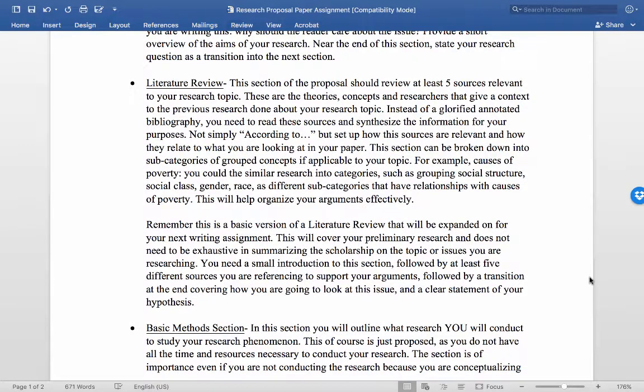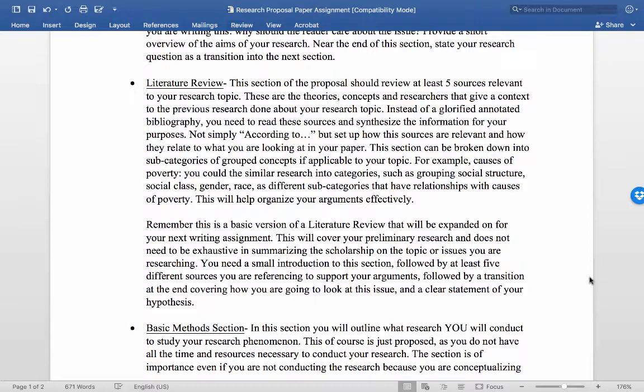I do suggest grouping them together, like the example here in your paper. If you had causes of poverty, you would put similar research into categories, right? So you don't want each paragraph to be its own research article. You want to group research articles that are similar or talking about the same thing together. So you would say, income inequality has increased in recent decades, right? That could be like an introduction sentence from your own words to set up research that you're going to cite.